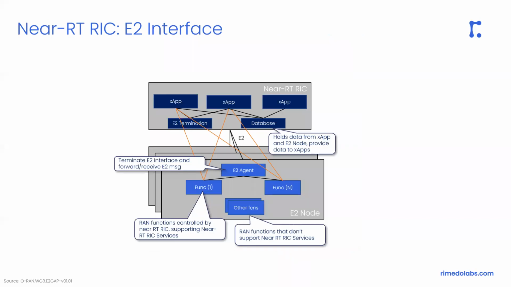From the E2 interface perspective, what we have here is that we have those different xApps going over the E2 interface. The E2 interface is connecting the near real-time RIC to the different E2 nodes. An important aspect is that we need to have the E2 agent implemented at the E2 node so that the xApps could control the actual functionality.